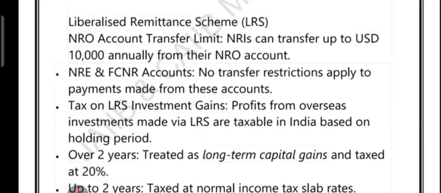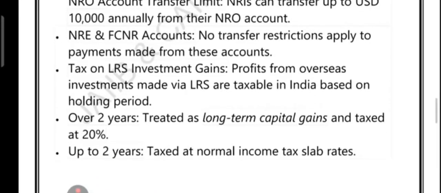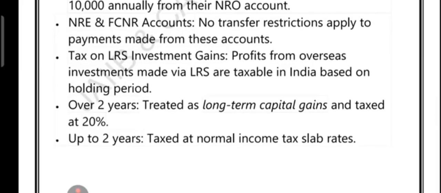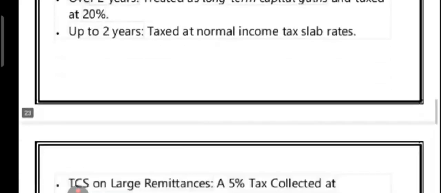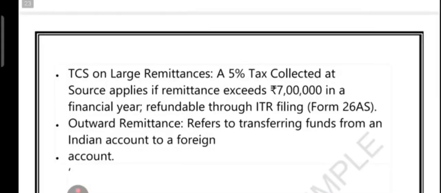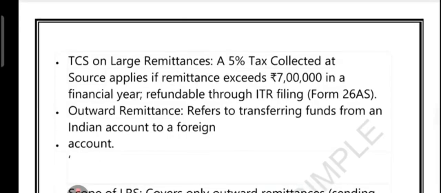If you invest abroad under LRS, your profits are taxed in India. Whatever profit you earn will be taxable. If it is held over 2 years, then 20% LTCG will apply, that is long-term capital gains tax. And if it is held up to 2 years, then tax at your regular slab rate. And suppose you are sending more than 7 lakh a year, the bank will collect 5% TCS, which is tax collected at source, which you can claim back while filing your ITR.